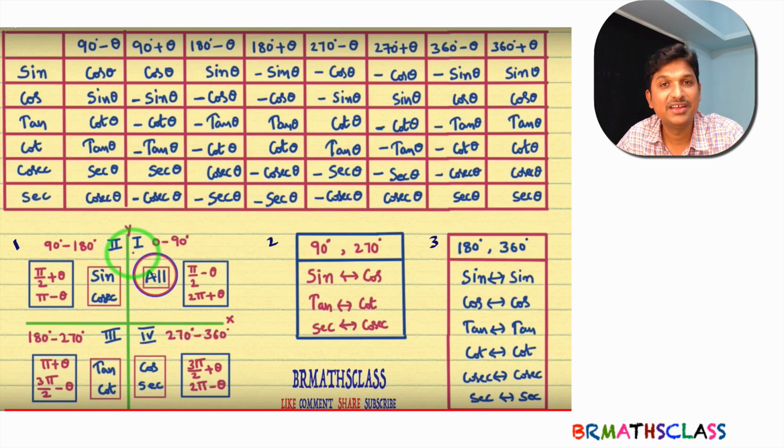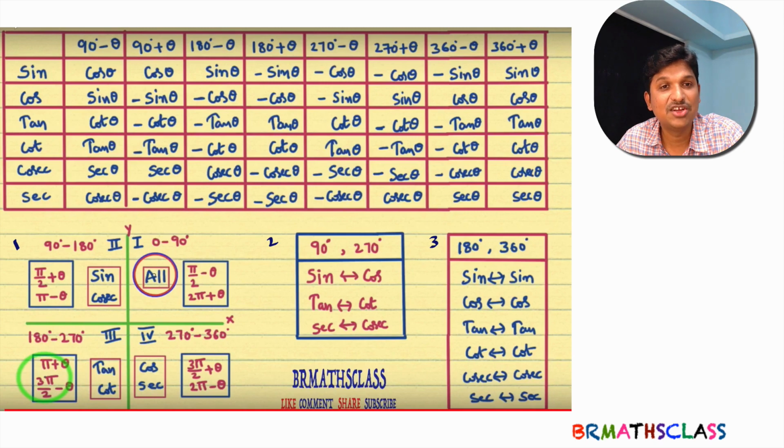First quadrant, all trigonometric functions are positive. And which angles lie in first quadrant? Pi by 2 minus theta, 2 pi plus theta lie in first quadrant. Second quadrant, in this, sin theta, cosecant theta are positive, remaining all are negative. What angles lie in second quadrant? Pi by 2 plus theta, pi minus theta. Third quadrant, tan and cot are positive, remaining all are negative.